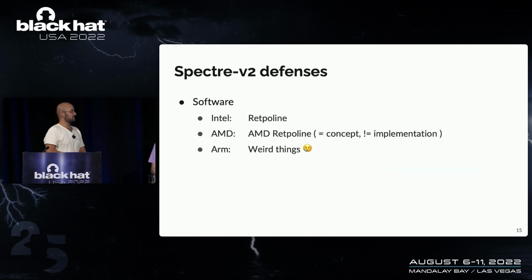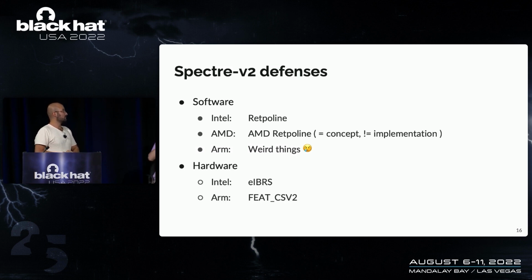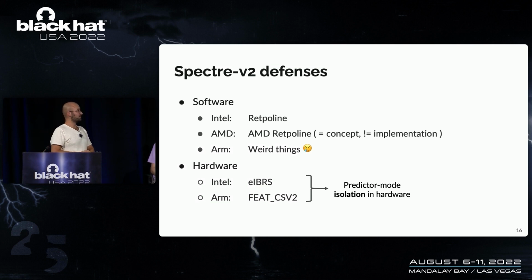AMD did something very similar. It's called AMD retpoline or LFENCE jump. This is basically the same exact concept, just a very different implementation for a different microarchitecture. Whereas ARM, because of the fragmented ecosystem of different architectures they have, do very weird things depending on their different systems. And in hardware, both Intel and ARM worked on two different mitigations known as eIBRS and CSV2. These mitigations, even though they're very different in implementation, are actually very similar in concept. The idea behind them is that you want to enforce predictor mode isolation directly in hardware.